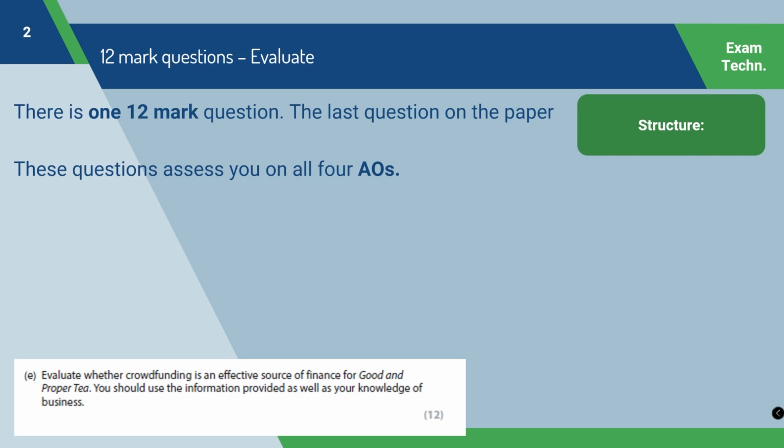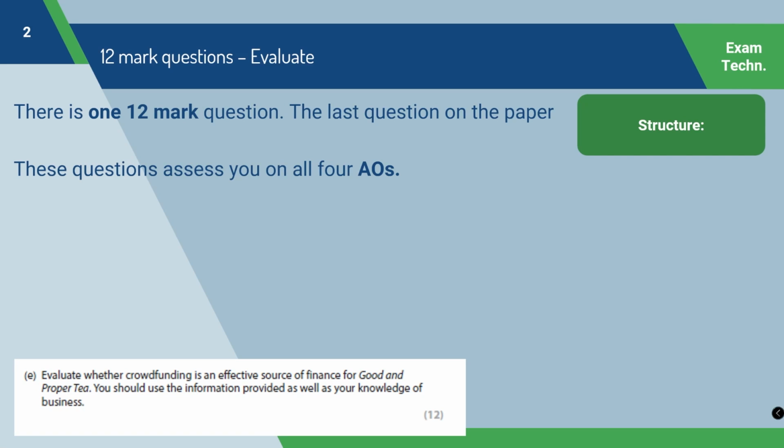Now for this one, the structure is a peculiar one because there is an optional additional paragraph, but we would recommend being really cautious about using it. So let's have a look at what this question is at the bottom, and then we'll talk about how the structure would look. So this one is, and they always start with evaluate: Evaluate whether crowdfunding is an effective source of finance for Good and Proper Tea.